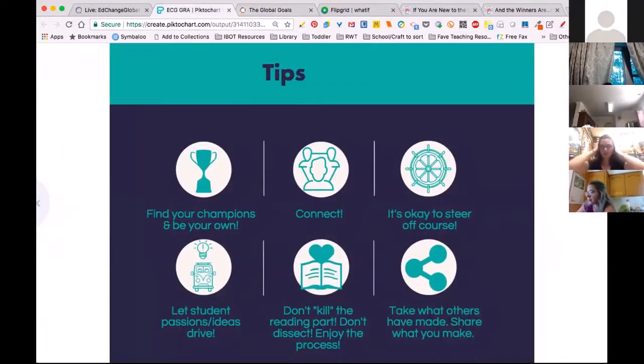So tips. Find your champions, which I mentioned earlier when I talked about the support thing. Find a champion, whether it's a parent or a kid or a colleague. If you think you need a champion, which maybe you don't, and you're just going to go do your own thing and be awesome, then cool. But if you think you need a champion, then find one, and you'll definitely be able to.